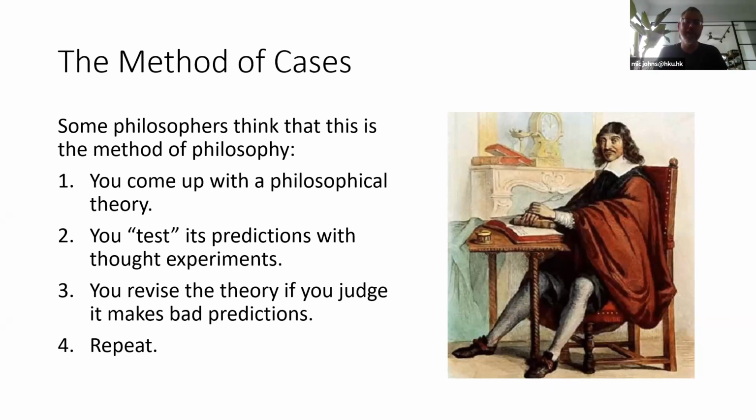And then if people say, well, no, I don't agree that you can kill the one person in this case, then you revise the theory and then repeat the process, right? So philosophy is kind of like science, but you don't test it by doing actual experiments. You test it by doing thought experiments, right? That's just one way some people have thought philosophy works.